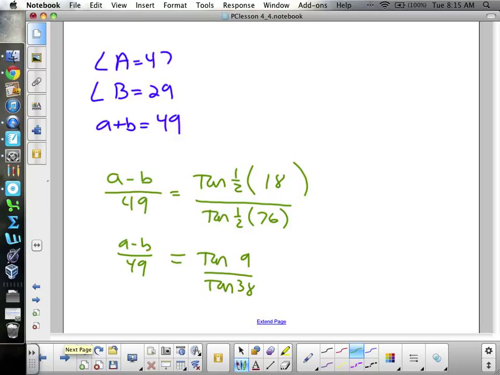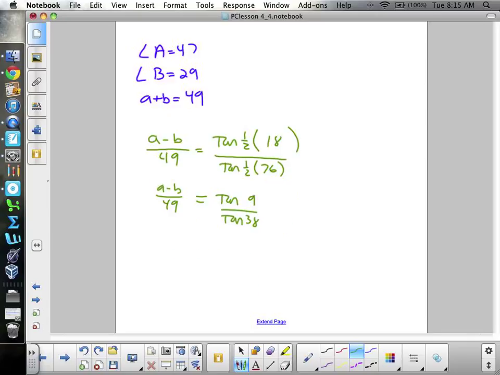We just have to remember it's tangent of half the angle, not half the tangent. So a minus b is 49 tan 9 over tan 38. So actually, this is a little quicker. 49 tan 9 divided by tan 38. I get 9.93.